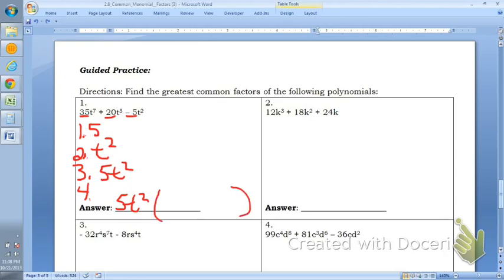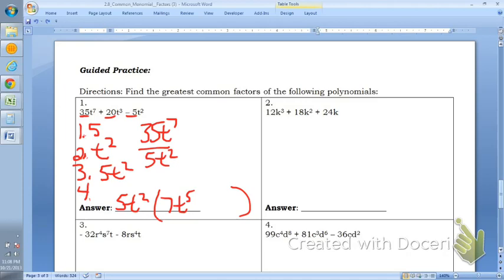Make our parentheses. If you divide each of those terms by 5t to the second, 35 divided by 5 is 7, t to the 7th over t to the... Do you see what I'm doing here? Let me write it down for you. I have 35t to the 7th divided by 5t to the second. 35 divided by 5 is 7. T to the 7th over t to the second is t to the 5th.